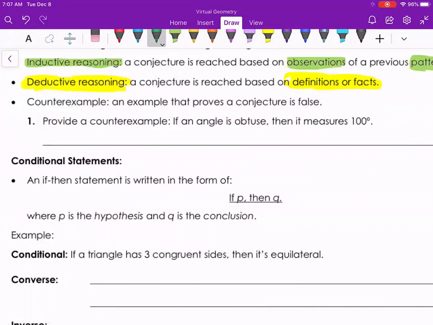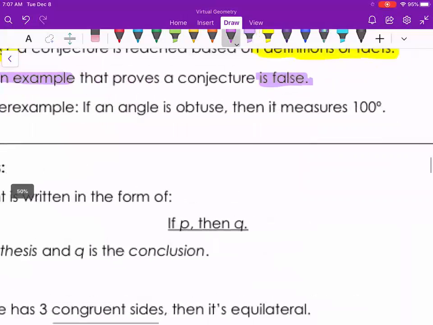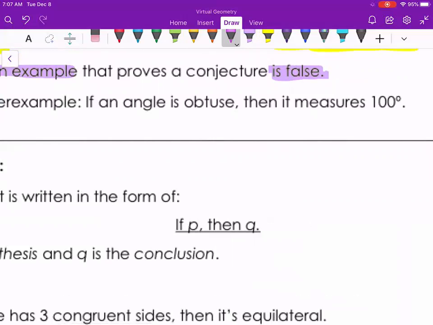All right, now when it comes to inductive or deductive reasoning, that leads us into what's called a counterexample. Again, this is an example that proves a conjecture is false. So an example that proves a statement is false. So for example, we're going to make a counterexample for the statement, if an angle is obtuse, then it measures 100 degrees. So somebody tried to make this conjecture using deductive, because again, what is the definition of obtuse? If you don't know obtuse, you don't know what this statement is referring to.